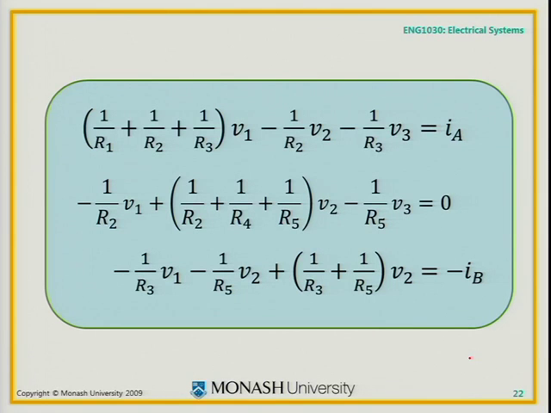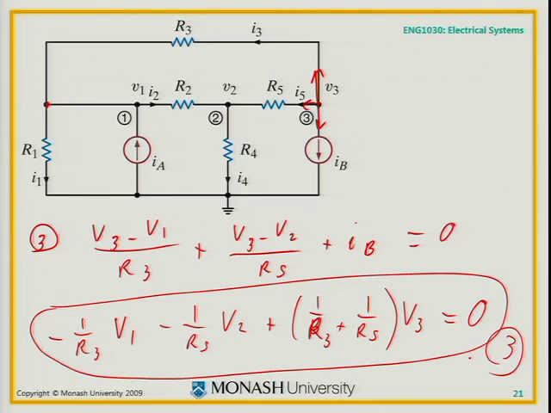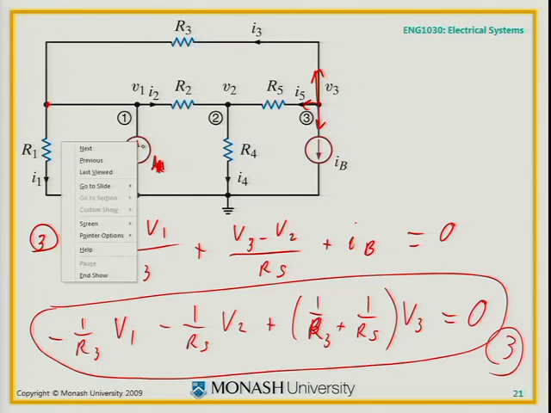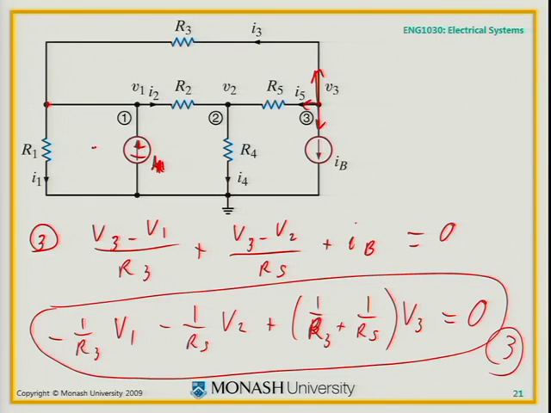The only thing we have to worry about now is what happens, and given that it's fairly good timing, what would we do if this, instead of being a current source, was a voltage source? 7 volts, plus minus 7 volts. What is the equation that I write down for node 1? If that was a 7 volt voltage source there, what is the equation I write down for node 1?